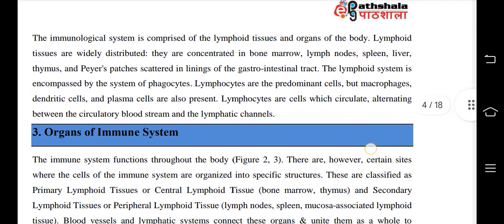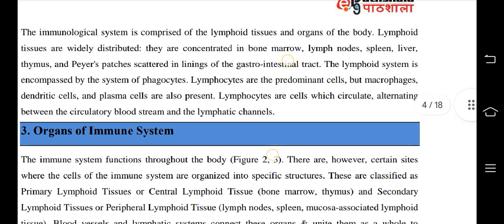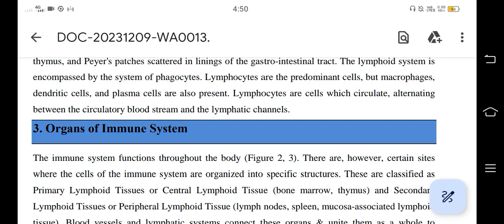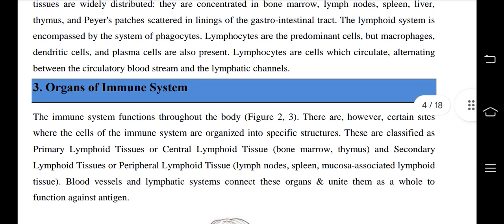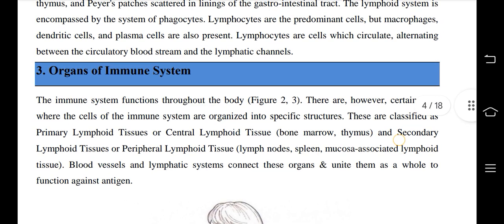The immunological system is comprised of the lymphoid tissues and organs of the body. Lymphoid tissues are widely distributed. They are concentrated in bone marrow, lymph nodes, spleen, liver, thymus, and Peyer's patches scattered in lining of the gastrointestinal tract. The lymphoid system is encompassed by the system of phagocytes. Lymphocytes are the predominant cells, but macrophages, dendritic cells, and plasma cells are also present. Lymphocytes are cells which circulate, alternating between circulatory bloodstream and the lymphatic channels.